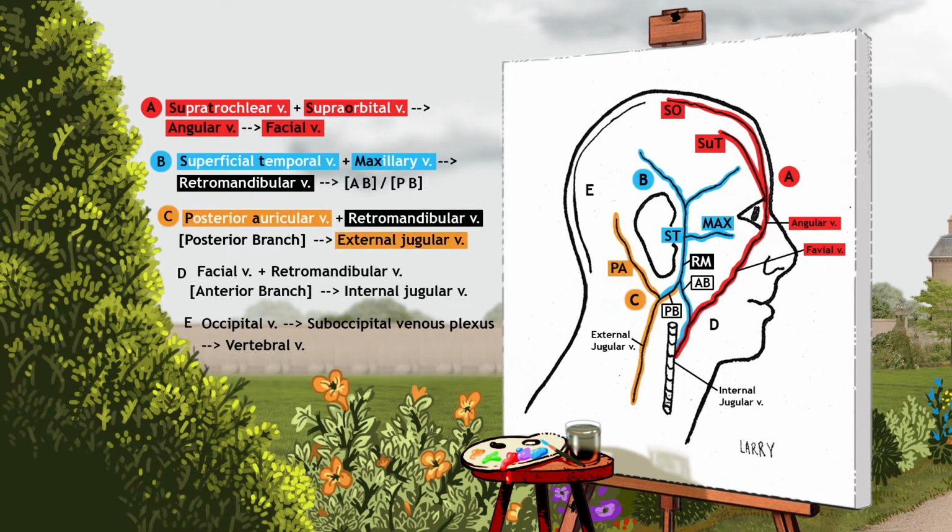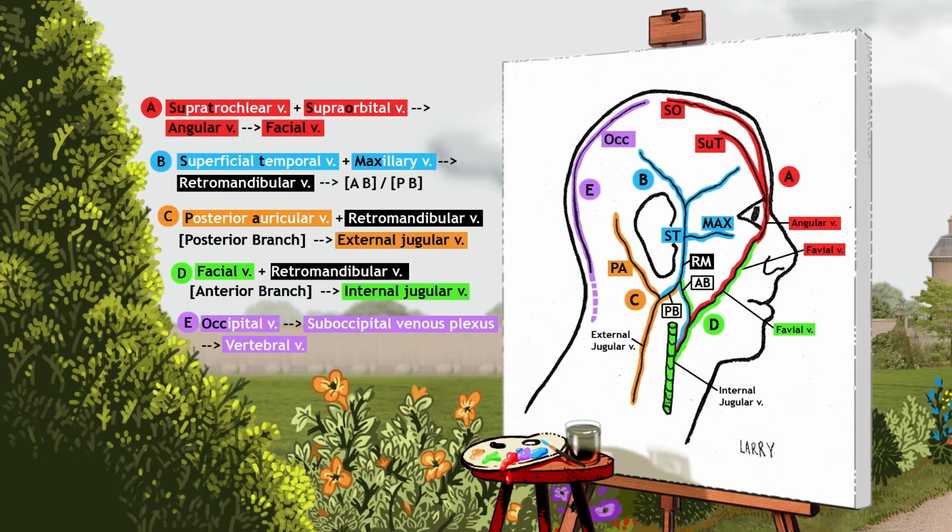Group C is showing you that the posterior auricular vein, draining down behind the external ear, drains into the posterior branch of the retromandibular vein, and this junction forms the external jugular vein, which continues to drain downward along the side of the neck. Group D is showing you that the anterior branch of the retromandibular vein drains into the facial vein, and that facial vein then continues downward and drains into the internal jugular vein.